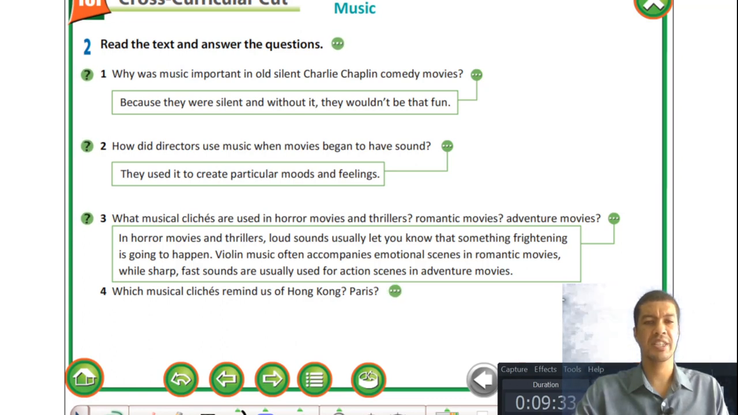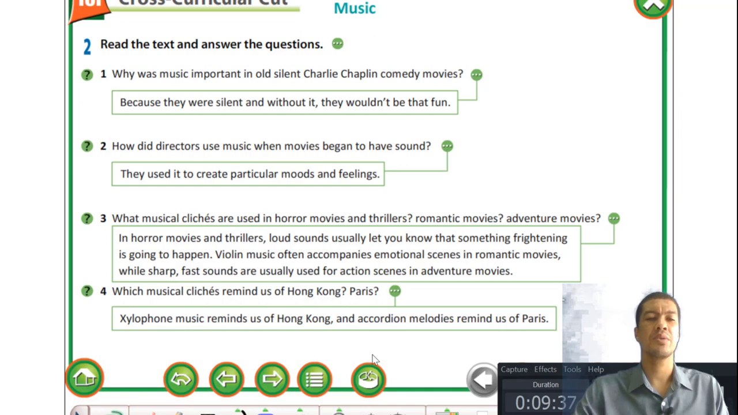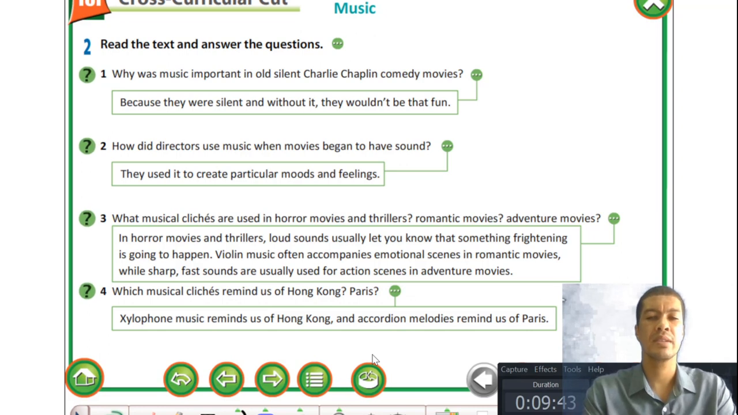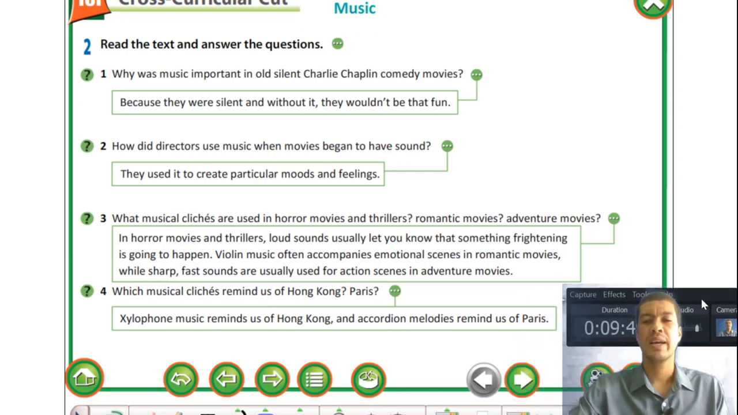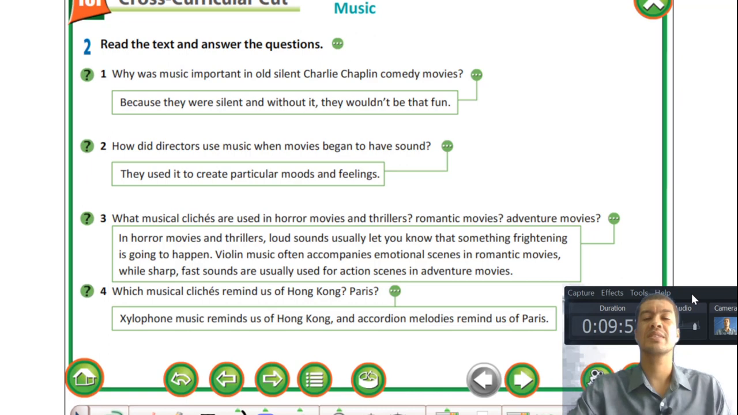Which musical clichés remind us of Hong Kong and of Paris? Here we can see the xylophone music reminds us of Hong Kong, and accordion melodies remind us of Paris. So what I'm going to do is play a short video clip for us. What I want you to do is listen to the sound that accompanies the video clip as well.